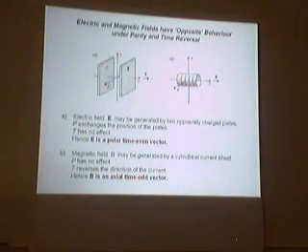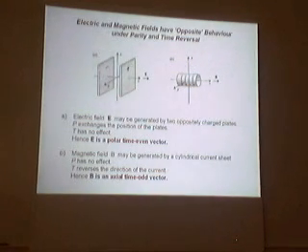Now, parity will exchange the position of those plates. Time reversal has no effect because it's a static system, and hence reverses the direction of the electric field. So the electric field is a polar, time-even vector.